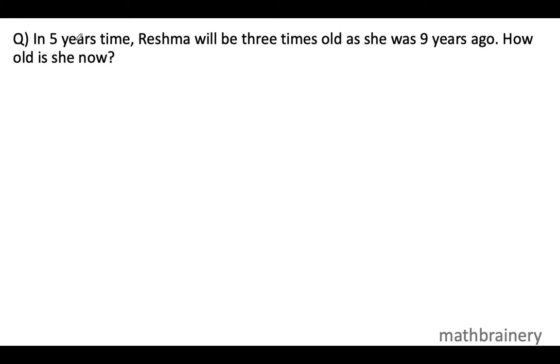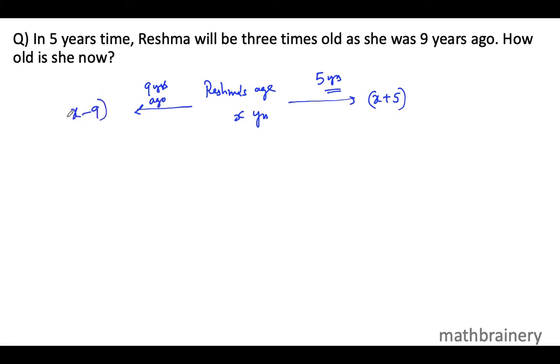In 5 years time, Reshma will be 3 times as old as she was 9 years ago. How old is she now? Suppose Reshma's age now is x years. In 5 years time, what will be her age? It will be x plus 5 years. What was her age 9 years ago? 9 years ago, Reshma's age was x minus 9 years. Isn't it?